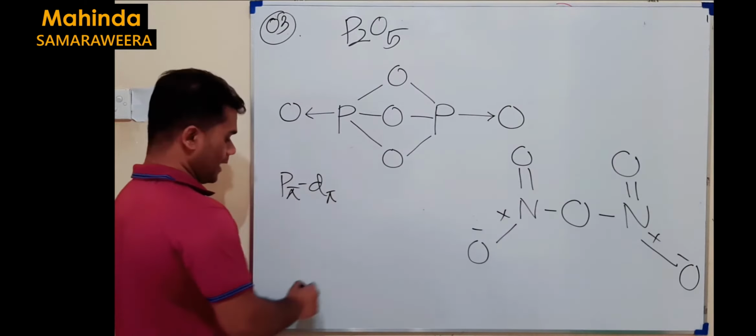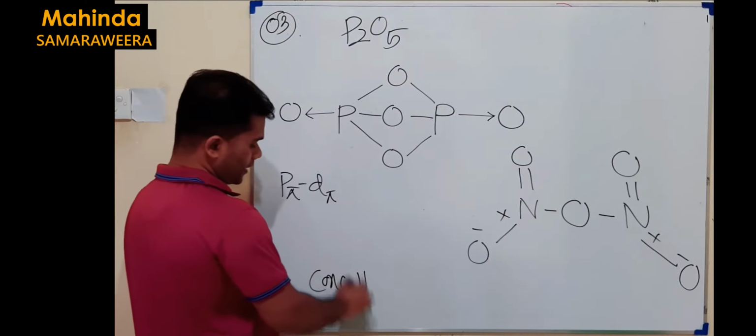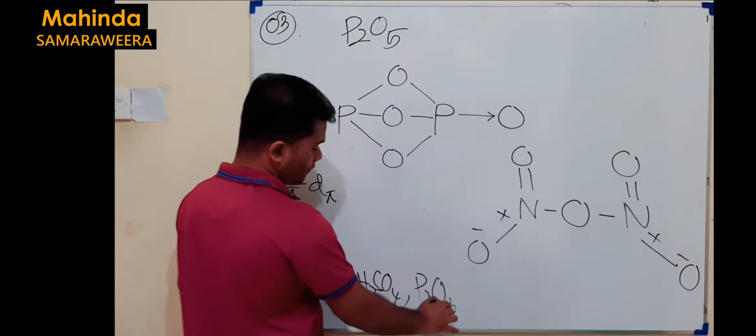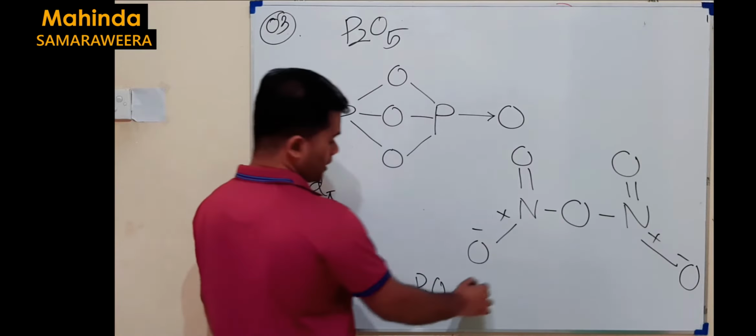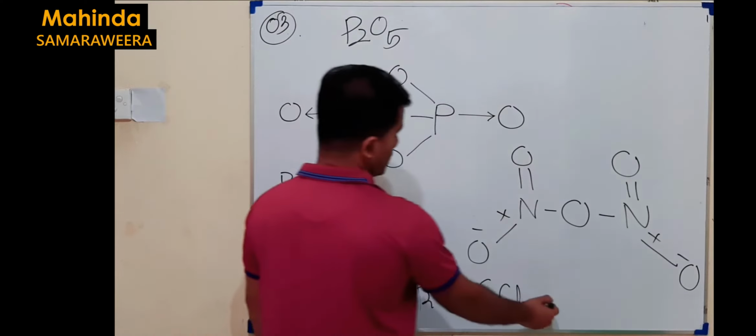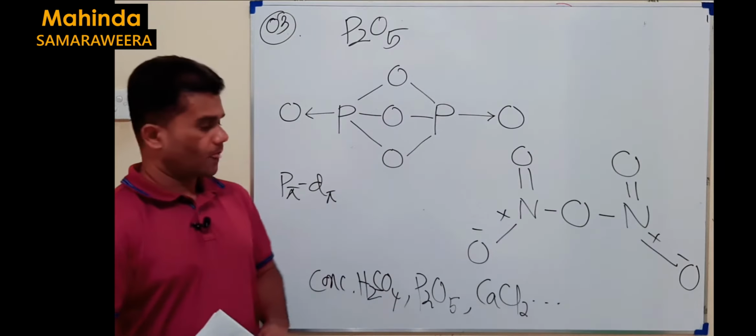We have several dehydrating agents. Concentrated sulfuric acid is a dehydrating agent. P2O5 is a dehydrating agent. Calcium chloride is a dehydrating agent. So likewise, we have several dehydrating agents.